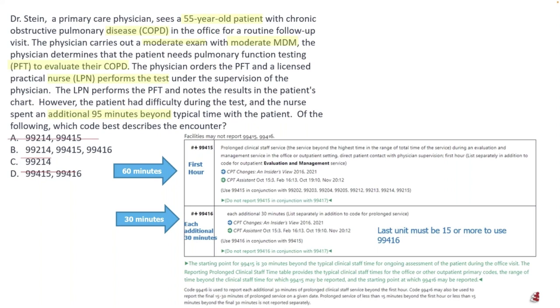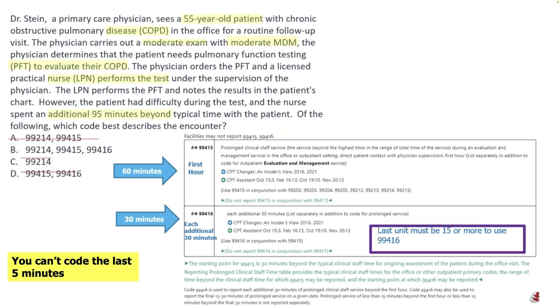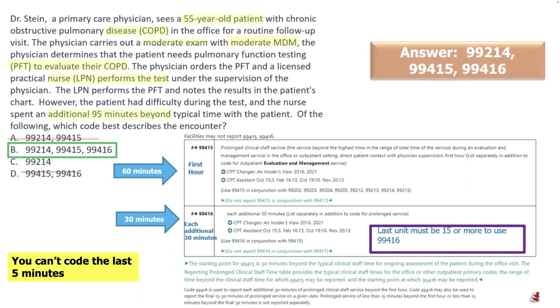So we're going to eliminate A because it's not coding for 99416, and we cannot code that additional 5 minutes because the last unit must be 15 minutes or more to use 99416. All right. So B is the correct answer.